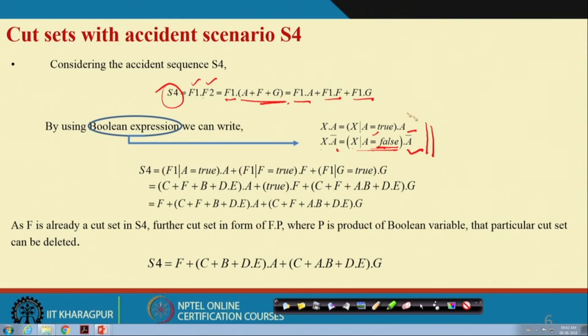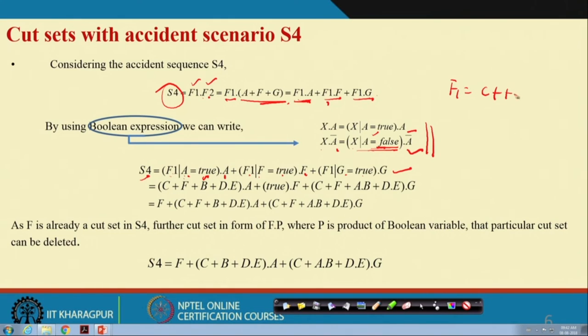If you follow this and then simplify this one, what is going to happen? You see S4 means F1 given A true into A, the second one is F1 given F true into F, and the third one is F1 given G true into G. Now, F1 given A true, so all of you know what is F1?